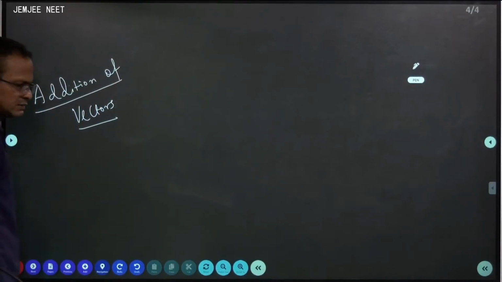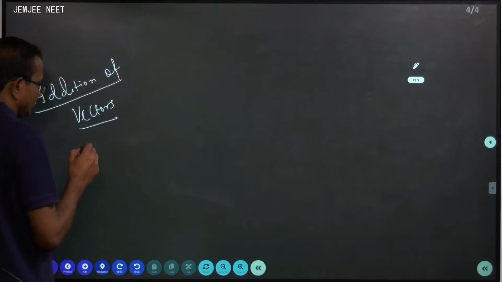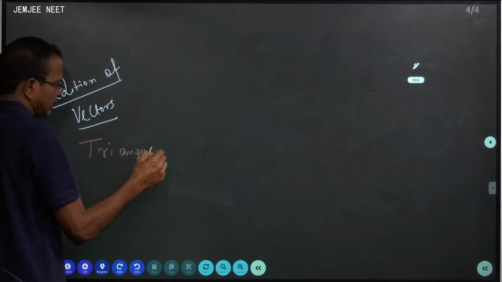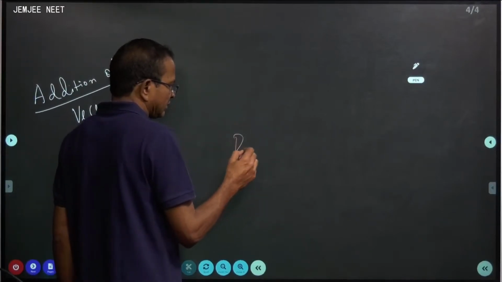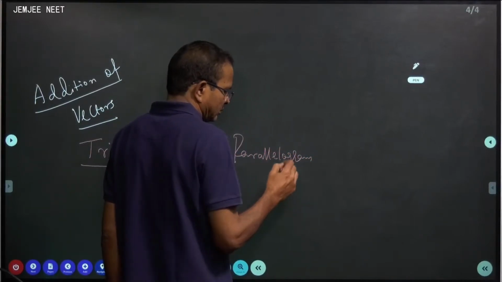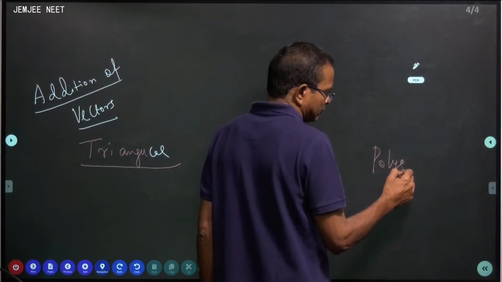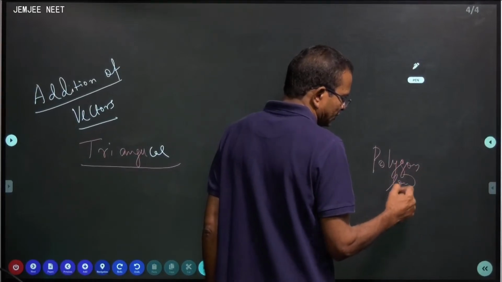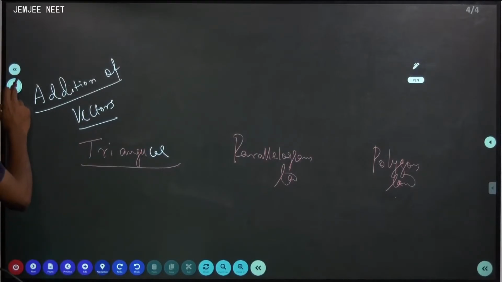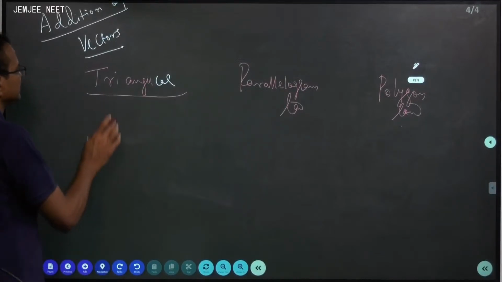Addition of vectors. You know which laws, we will divide into three. Triangular law, parallelogram law and polygon law of vector addition. Yes, first let us begin with the triangular law of vector addition.